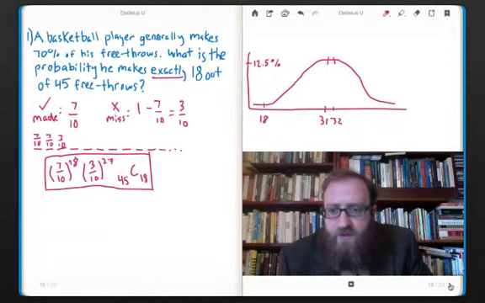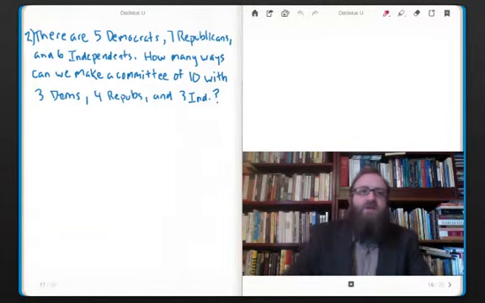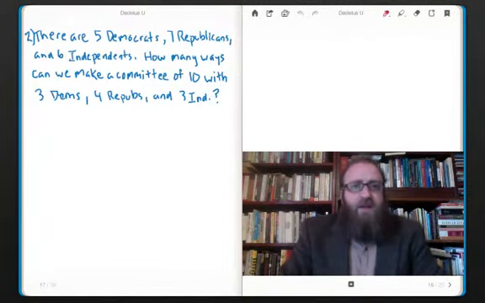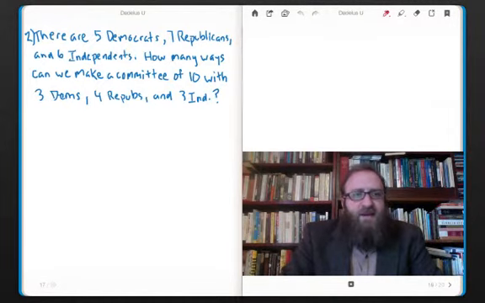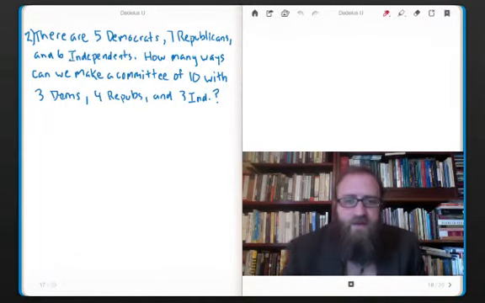Continuing to use combinatorics, or specifically combinations. There are 5 Democrats, 7 Republicans, and 6 independents. How many ways can we make a committee of 10 with 3 Democrats, 4 Republicans, and 3 independents?